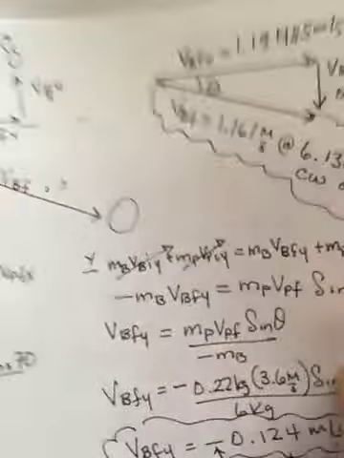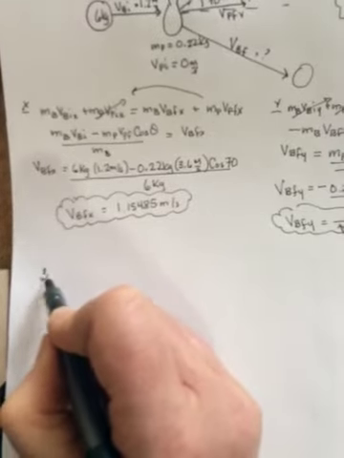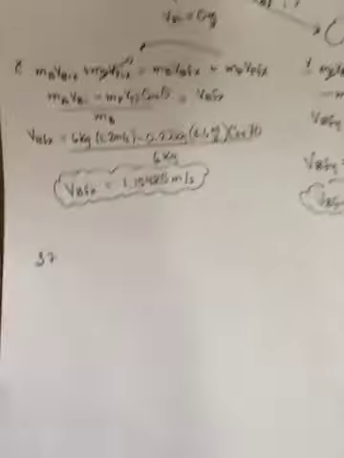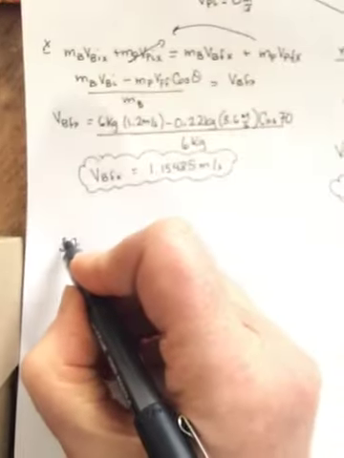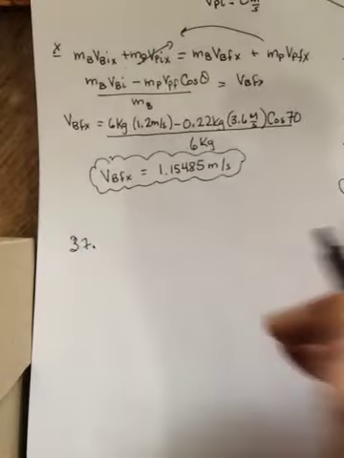Okay, let's move to number 37. Number 37 has two cars. Wow, is it blurry for anybody else or just me? Okay, so it has two cars. There we go, that's better.